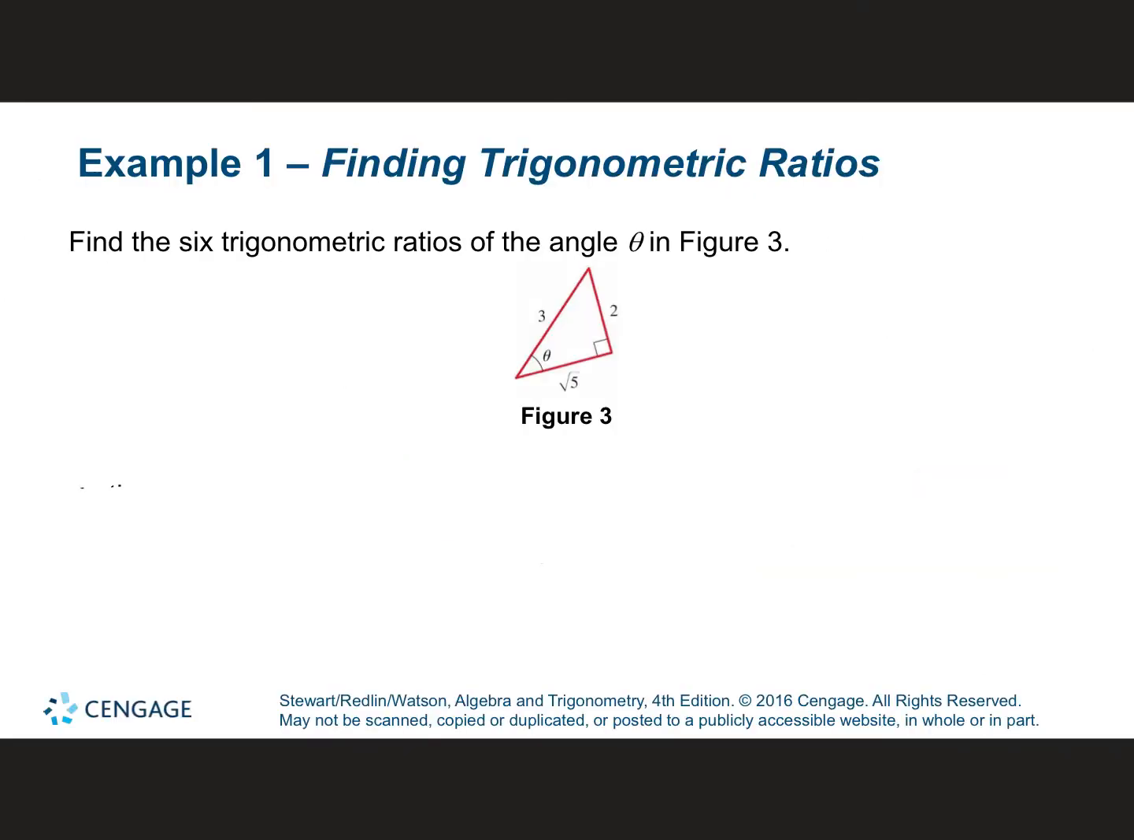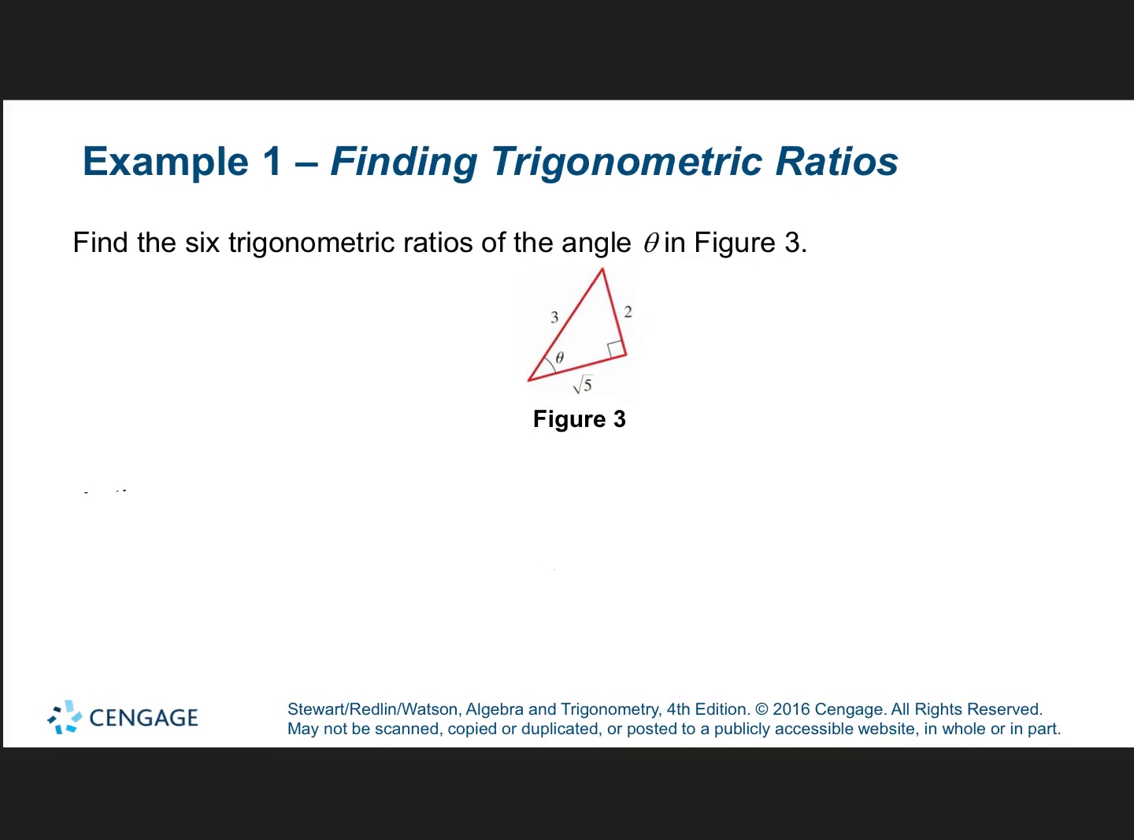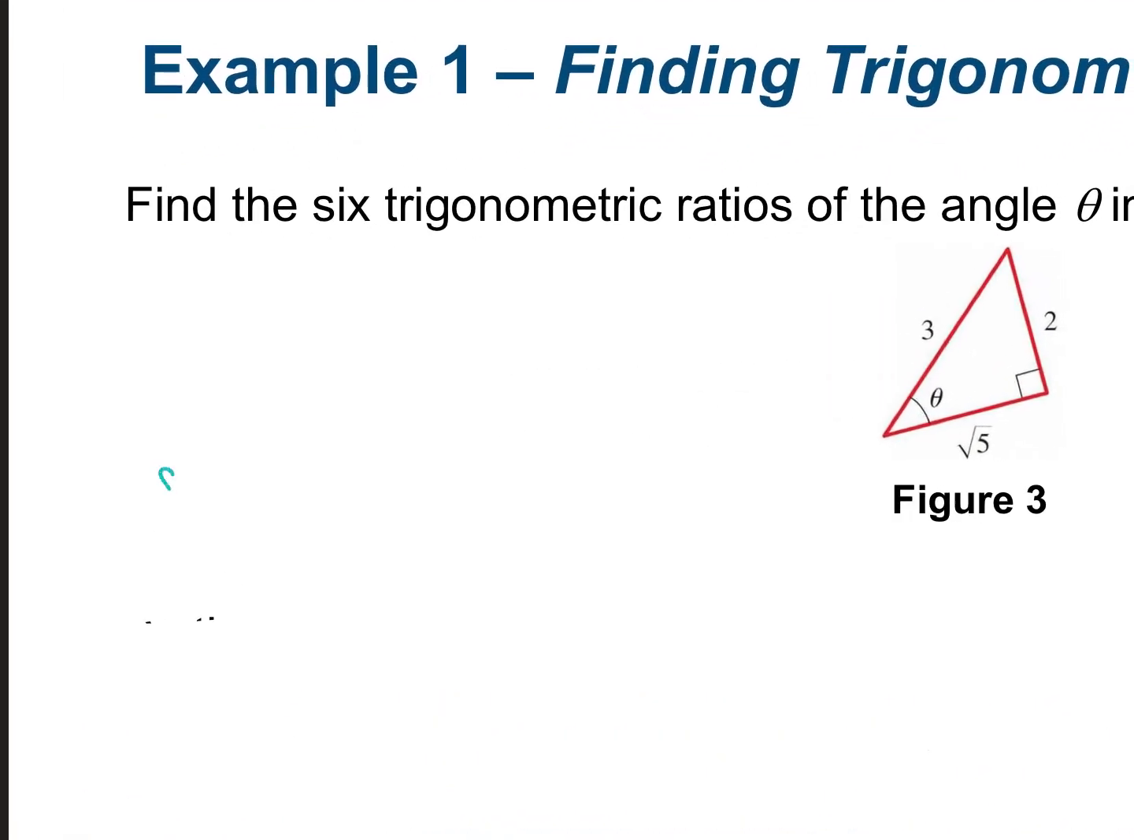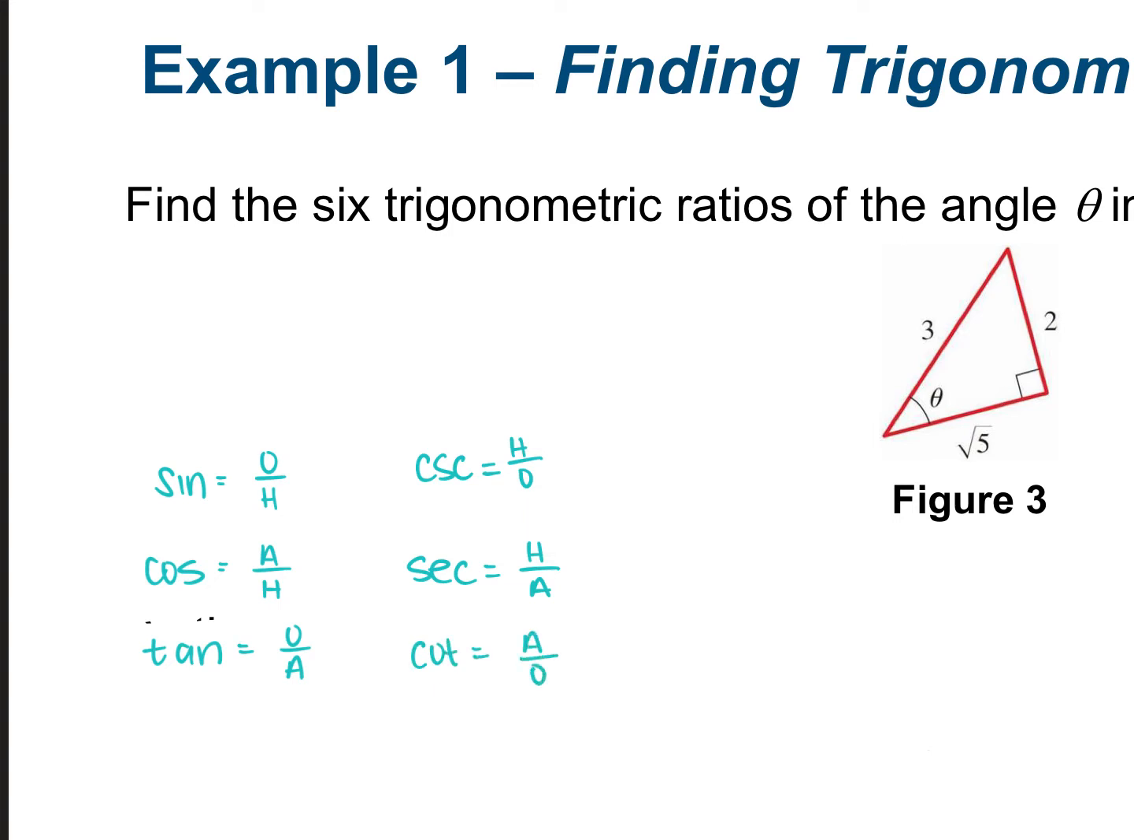If you look at example 1, it tells you to find the 6 trig functions of the angle theta. So think about it this way. Sine is opposite over hypotenuse. Cosine is adjacent over hypotenuse. Tangent is opposite over adjacent. You know that the reciprocals of these are cosecant, so CSC is the reciprocal of sine. So that's hypotenuse over opposite. The reciprocal of cosine is secant, so that's hypotenuse over adjacent. And then your reciprocal of tangent is cotangent, which is adjacent over opposite.